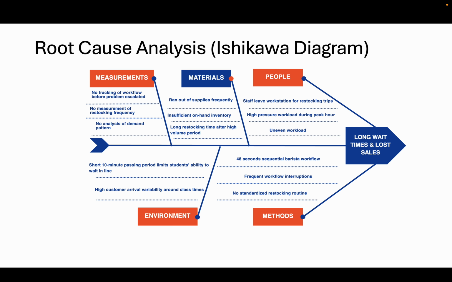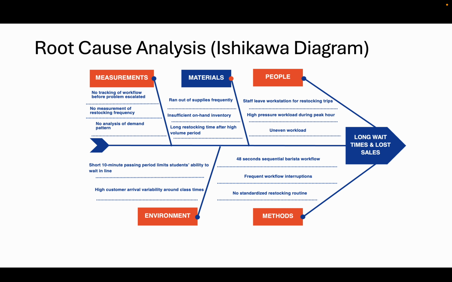Under materials, the cafe frequently ran out of essential supplies and didn't keep enough inventory on hand. Restocking after heavy volume could take 10 to 15 minutes, which slowed the operations even further. Smaller restocking trips also took staff 1 to 2 minutes each time, which disrupts workflow during peak hours. For people, baristas often had to leave their workstation to grab supplies. Peak hour pressure is also very high, and because the stations aren't balanced, the barista ends up with an uneven share of workload, making them the bottleneck.